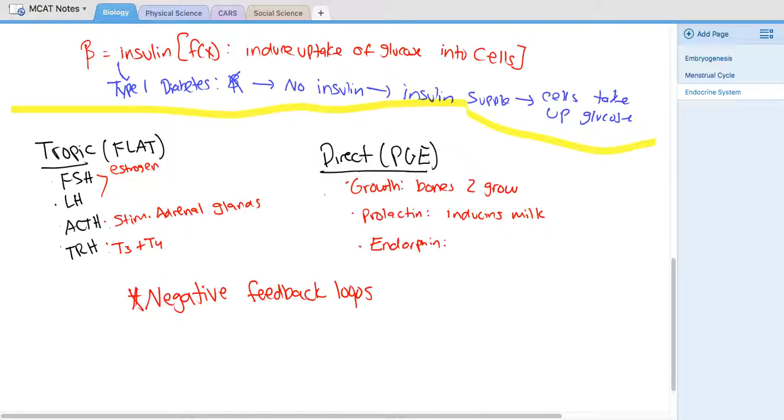Basically, what this means is that production stops at the top of the cycle. So let's say you've got a hormone here, it's produced. This will go back and shut that off.